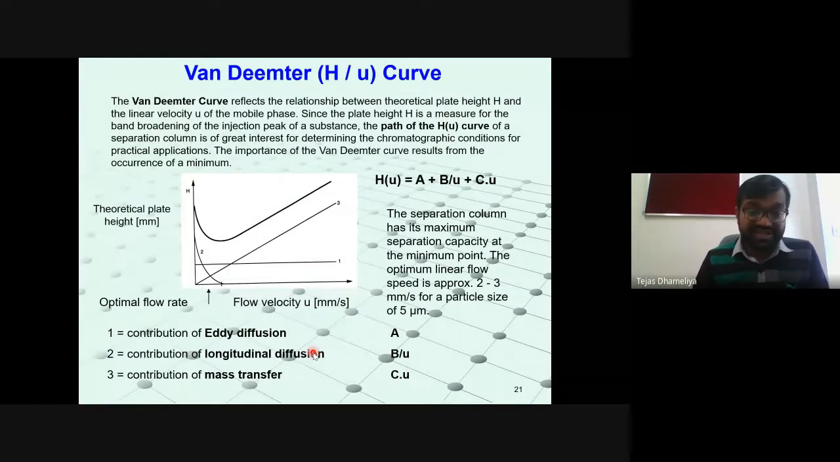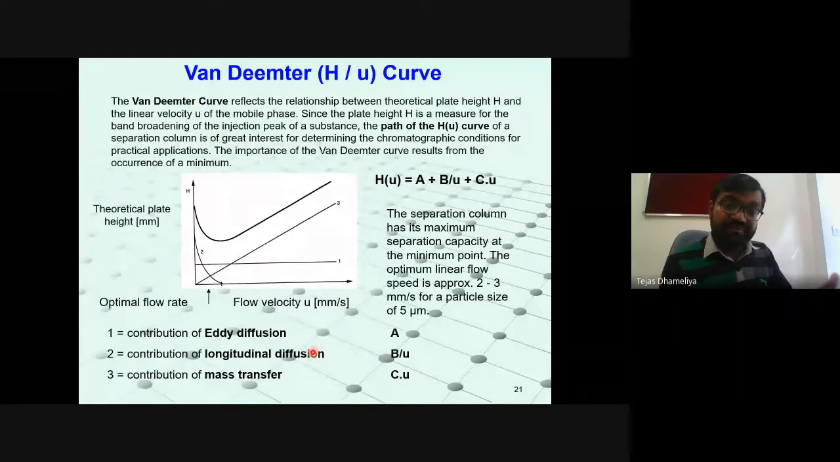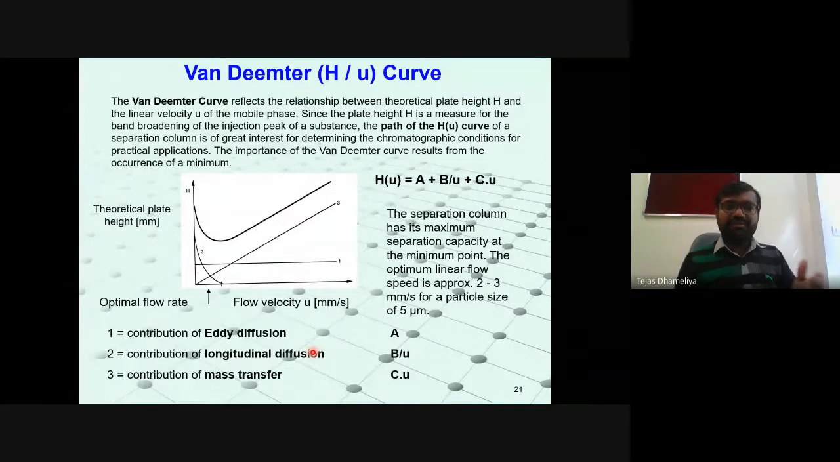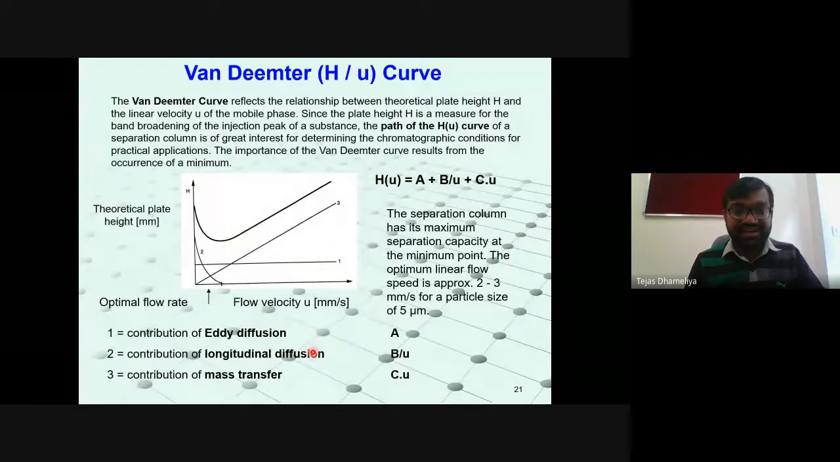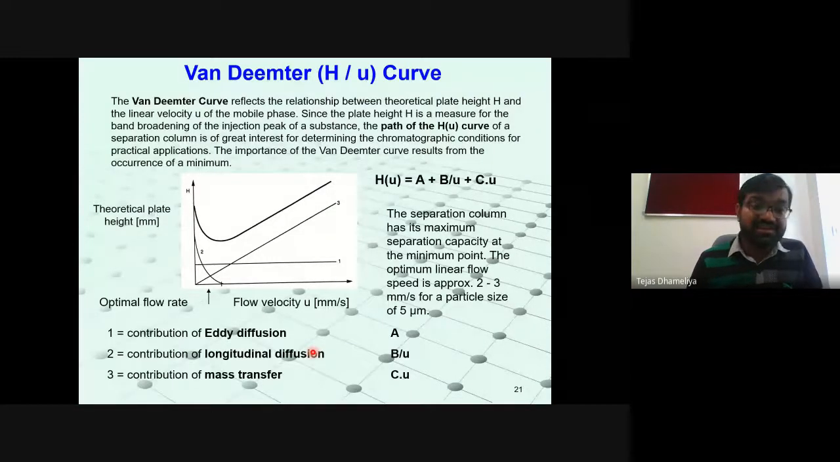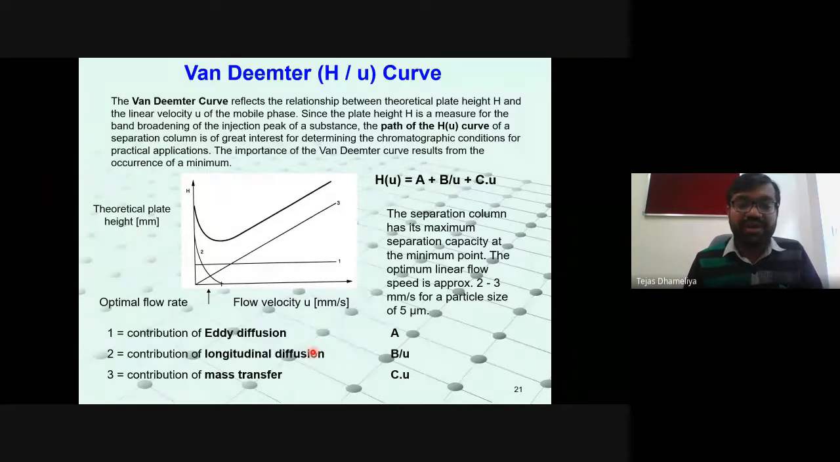In other words, we can say the mass transfer factor is the third factor involved in the determination of this height equivalent to theoretical plate. What is called mass transfer? You people have already heard of heat transfer. Just like heat is transferred, similarly mass is also transferred. If there is certain movement, certain kinetic movements in the molecules, that is also called mass transfer.